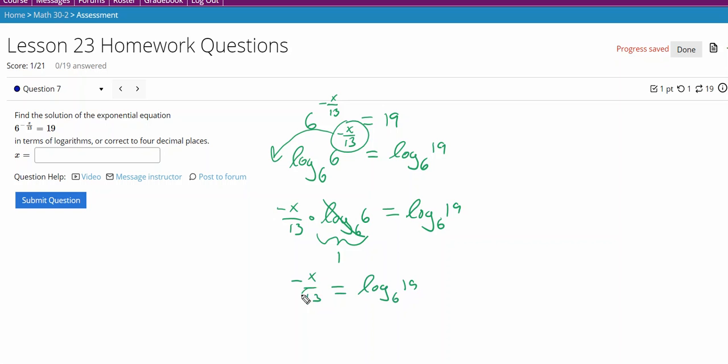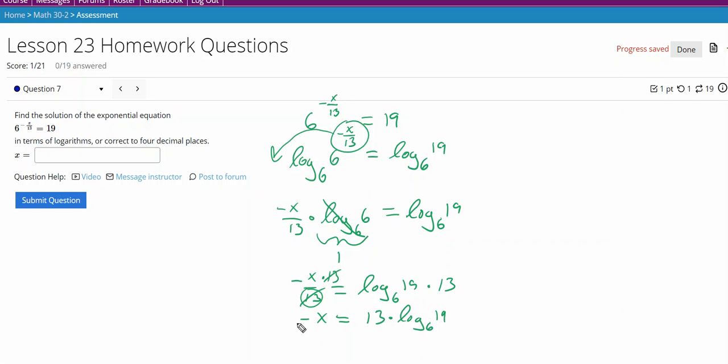All right, so I'll get rid of that 13. What we'll do is just multiply both sides by 13. So times 13, so those cancel. And then times 13. So we have negative x is equal to, and I'm going to write it the other way around, I'll write the 13 on the front. So it'll be 13 times log base 6 of 19.